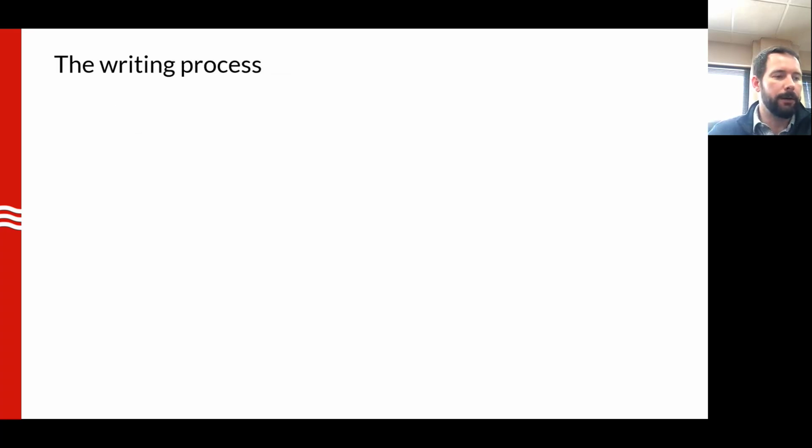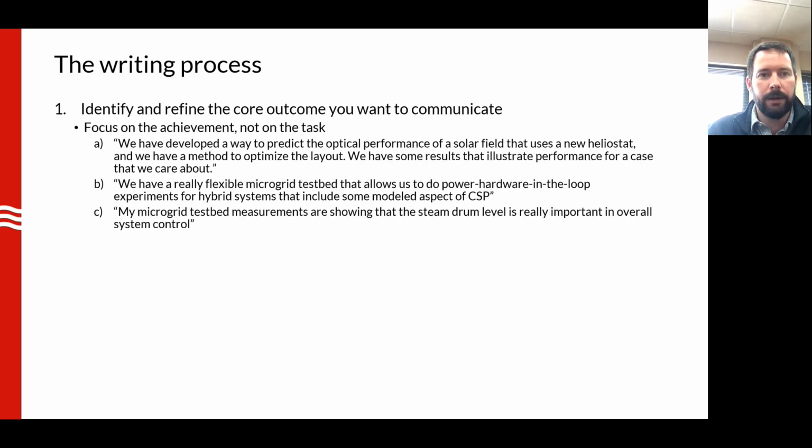So let's talk about the writing process. I think there's probably 2 slides worth of process notes I have here, so we'll kind of march through them. The first step in the writing process is identify what you're doing, right? Like identify and refine the core outcome that you want to communicate. And what I mean here is focus on the thing that you're achieving, not the task that you're undertaking.